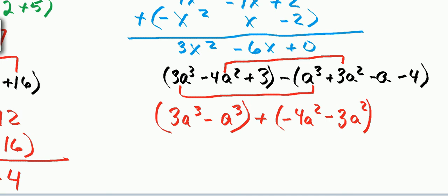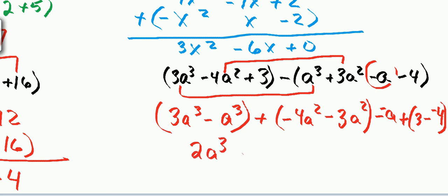And I have a plus 3. I have another a term in here all by itself, nothing matching it, so minus negative a. And then my last two terms are plus 3 minus negative 4. So let's combine. I have 2a cubed plus negative 7a squared plus a and plus 7.